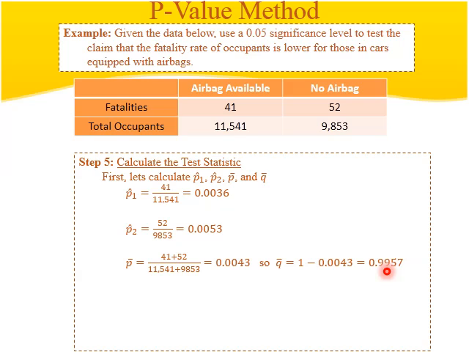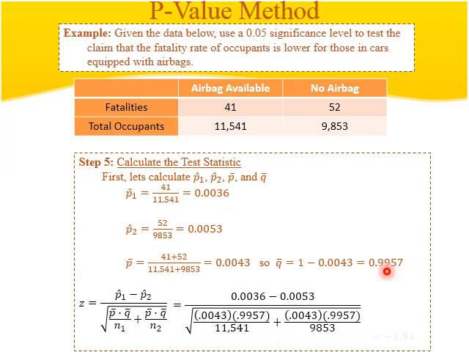So now that we've done all these preliminary calculations, we can plug everything into our test statistic, and this comes out to be negative 1.91.